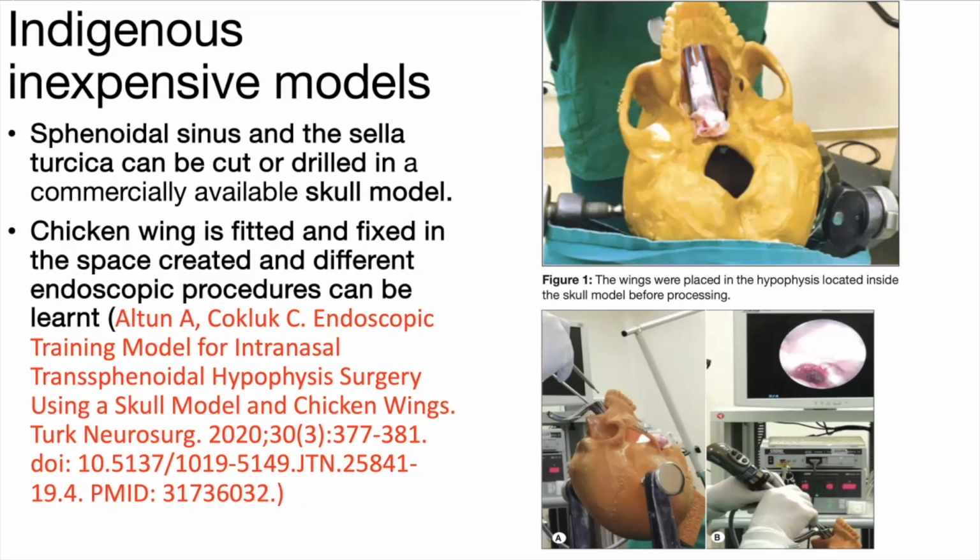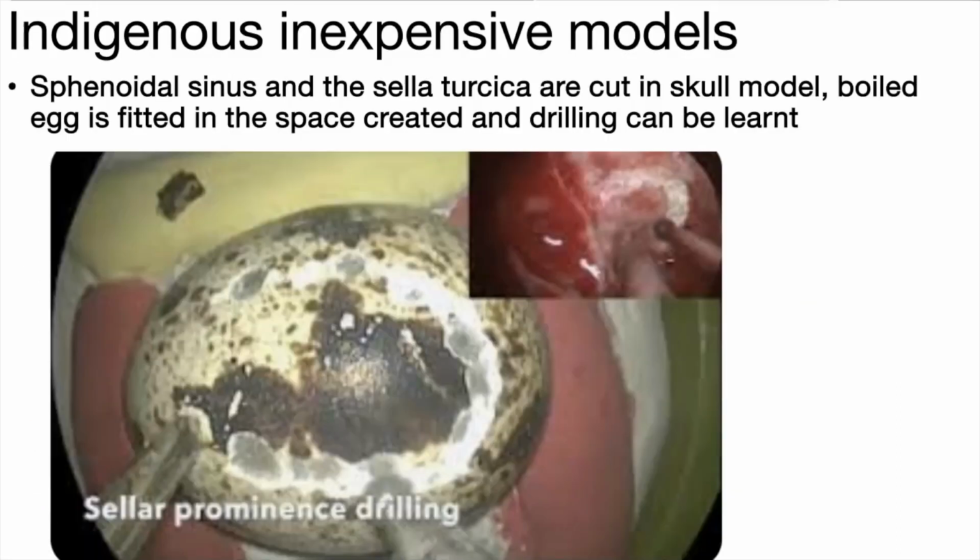Sphenoid sinus and the sellar area can be cut or drilled in a commercially available skull model. A chicken wing is fitted and fixed in the space created in the skull, and different endoscopic procedures can be learned. Similarly, sphenoid sinus and sellar area are cut in a skull model. A boiled egg is fitted in and the drilling can be learned.